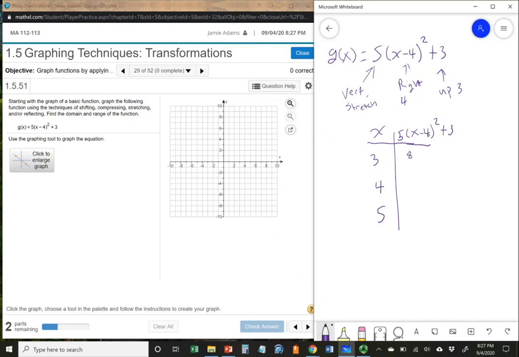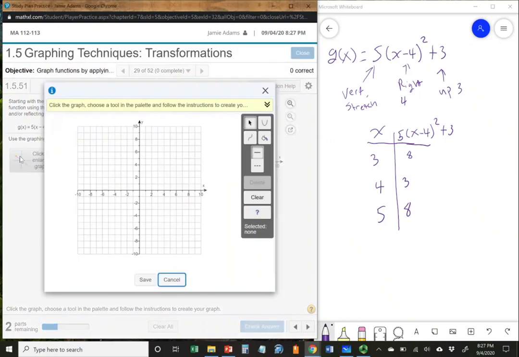Then 4 minus 4 is 0. 0 squared is 0. 0 times 5 is 0. Plus 3 is 3. Then 5 minus 4 is 1. 1 squared is 1. 1 times 5 is 5. 5 plus 3 is 8. So if I were graphing this on paper, I would now have enough to get a good sketch. But let's graph it in MyLabs.